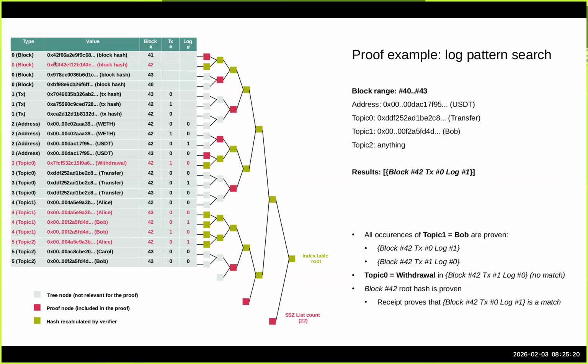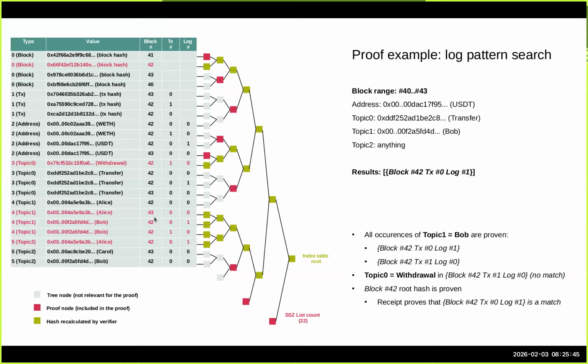And this is also why the block hash is proven. We also proved that this is the block hash of block 42, and this is a convenient way to prove the canonical hash, which might not be so easy if this is an old block. And the prover can use the regular receipts tree to prove this actual match.